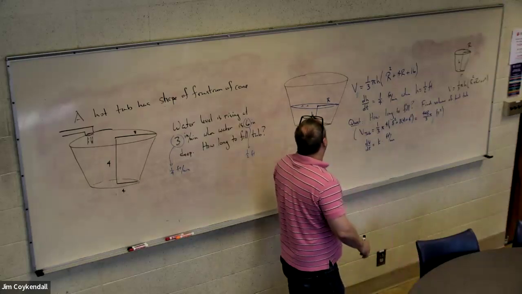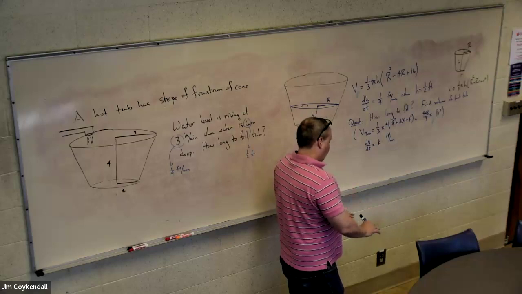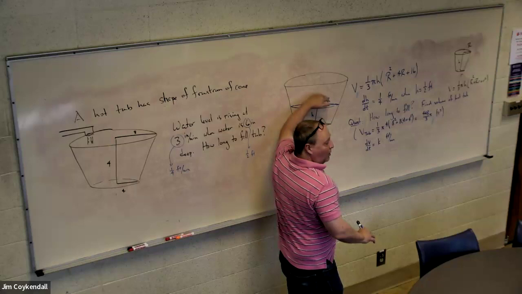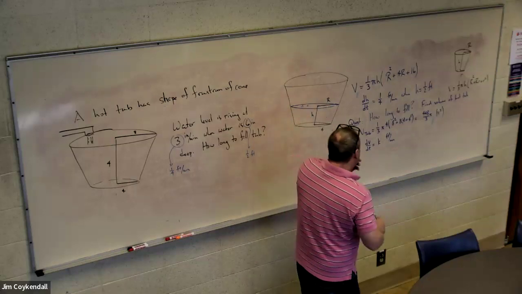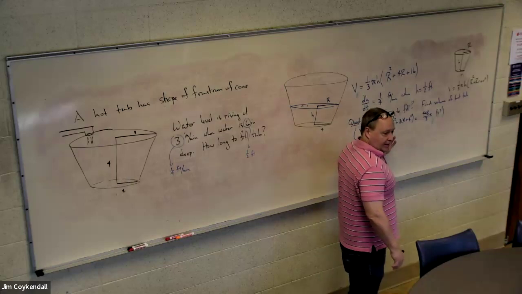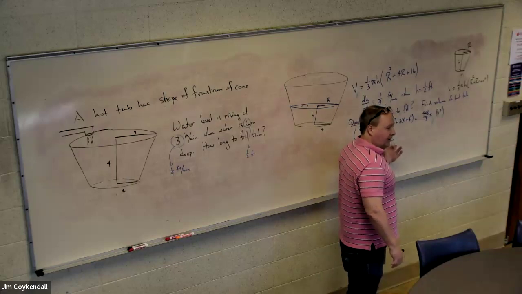Well, what you would expect is that the water level rises quicker when you're smaller, but as it gets up, the water level will rise slower. But we don't need to get that complicated. All we need to know is the total volume of the tub. And remember, it's being filled at a constant rate.